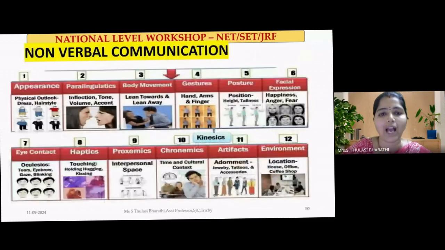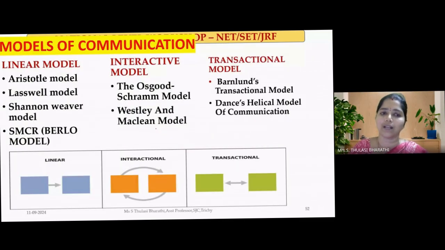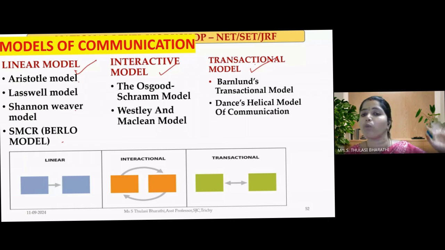For that, we have these different models: linear model of communication, interactive model of communication, transaction model of communication. These are the different types of communication: Aristotle, Laswell, Shannon, Weaver, SMCR model. Linear means what? I talk, you listen. In between, the steps will happen. That is the linear model. Interactive means what? Both will take place. Transactional means what? Like newspaper and all, some transactions will happen. It is the transactional model of communication.